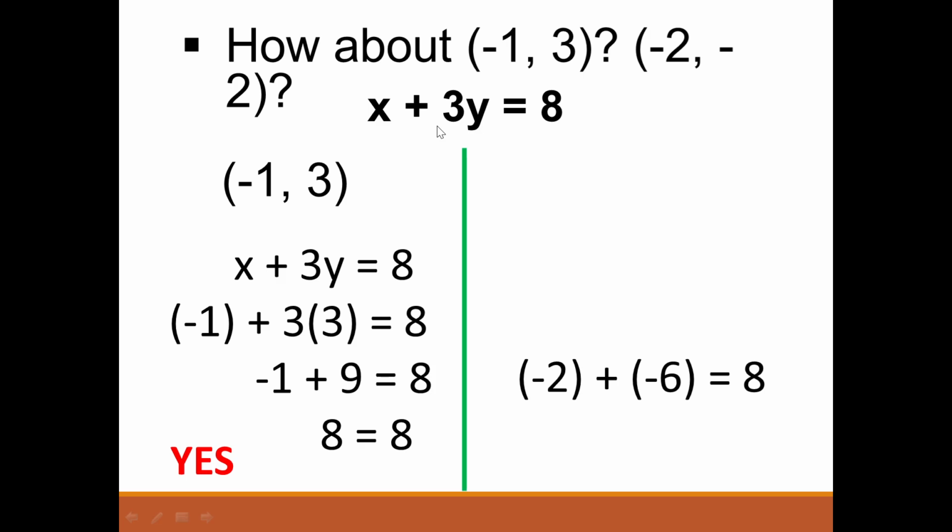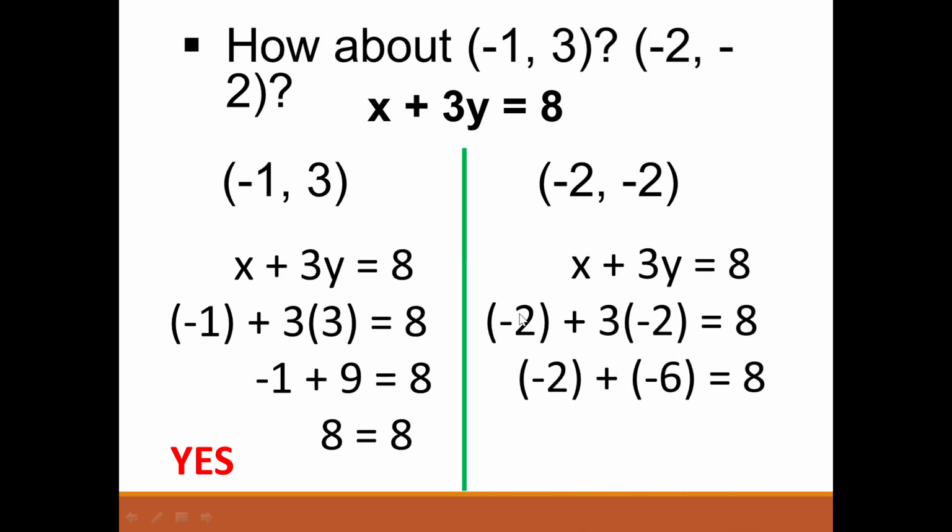So, we have negative 1 plus 3 times 3 equals 8. Then, negative 1 plus 9 equals 8. So, as you can see po, the same pa rin po both sides. So, ibig sabihin, yung ordered pair natin na negative 1 and 3 ay solution ng given equation.